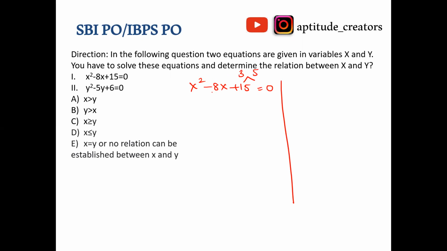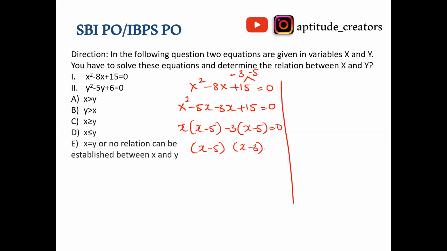Now here, what about the sign? Can I take minus 5 and minus 3? Minus 5 and minus 3 give the result minus 8. Now I can write x square minus 5x minus 3x plus 15 is equal to 0. Now x is taken common out, x minus 5, and here also minus 3 is taken common out. Now x minus 5 and x minus 3 is equal to 0, so x is equal to 5, and here x is equal to 3.